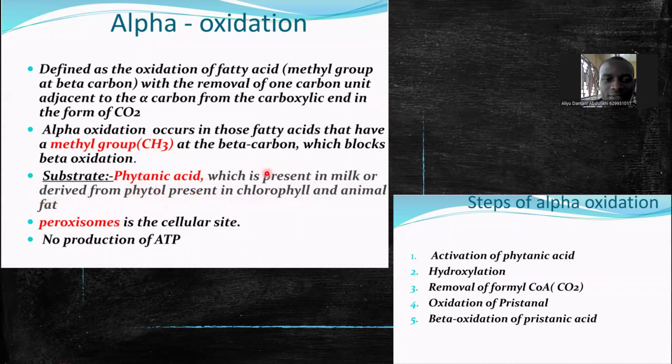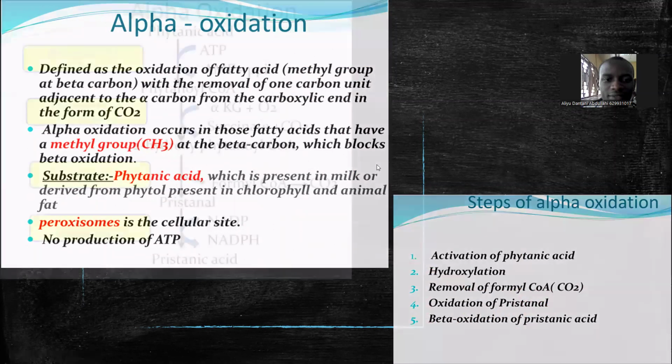Peroxisomes are the cellular site for this alpha oxidation, and there is no production of ATP here. The steps for alpha oxidation involve the activation of phytanic acid, hydroxylation, that's the addition of a hydroxyl group, removal of formyl CoA as CO2, oxidation of pristanal, and then beta oxidation of pristanic acid. After these initial modifications from 1 to 4, you can now conduct beta oxidation.